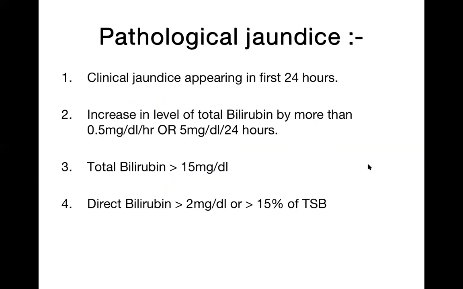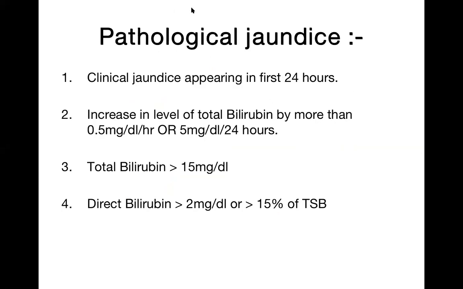Now, what are the criteria for pathological jaundice? How can I say this is not a physiological jaundice? Because physiological jaundice is not that scary, but in pathological jaundice the bilirubin can become high within a short period of time. So we need to make sure whether this is pathological or physiological. These are the points. If jaundice appears in the first 24 hours, it is always pathological. It's never physiological. It's a very easy point.